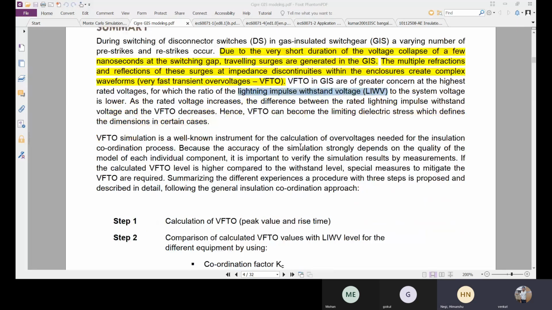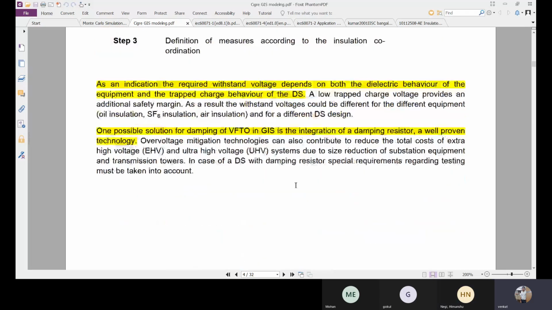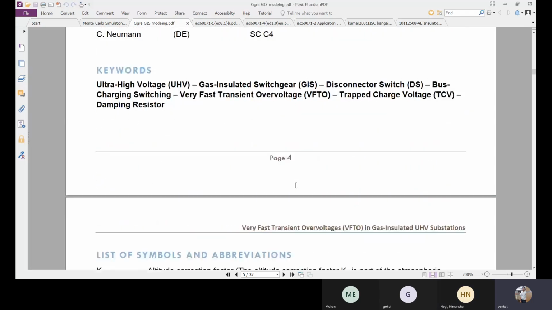But due to this worst condition, we have been taking the disconnector operation as the worst condition, and we are creating scenarios for that, right? Yes. And the other thing we have to know is the different types of classification of this VFTO. Okay, we have to know what the classification of VFTO is.